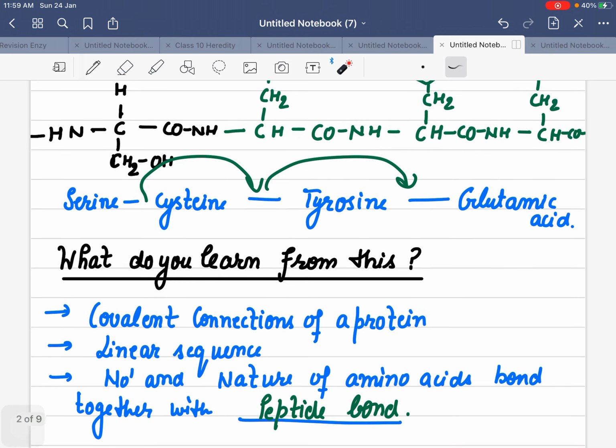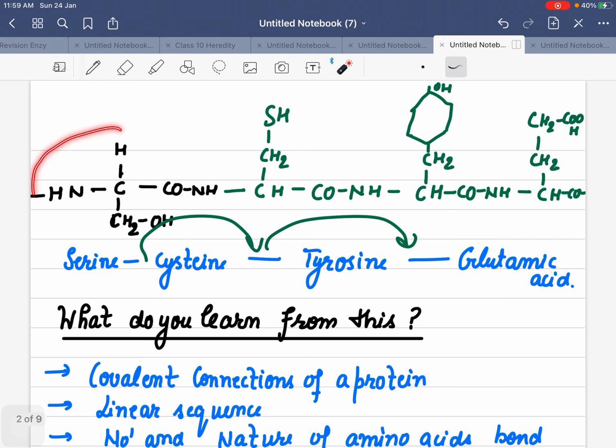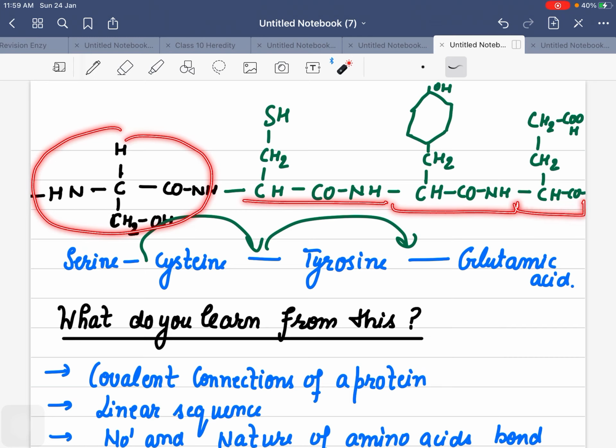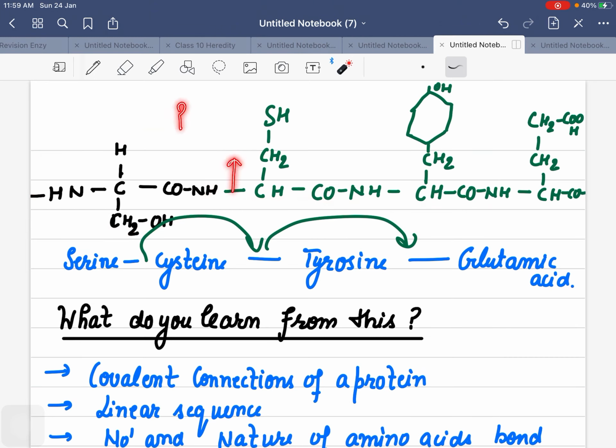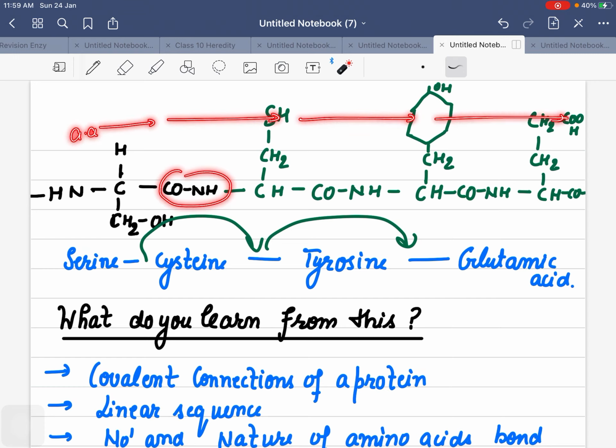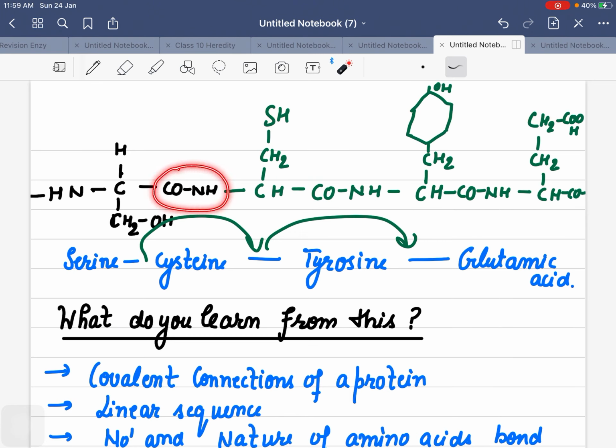Suppose I have taken 4 amino acids: serine, cysteine, tyrosine, glutamic acid. Serine is joined with the cysteine, then it is joined with the tyrosine, and that is joined with the glutamic acid with the help of peptide bond. That is the major thing which you need to understand: when amino acids form a polypeptide chain or a protein, they are joined with the help of the CONH bond. What is that bond? It is the peptide bond.